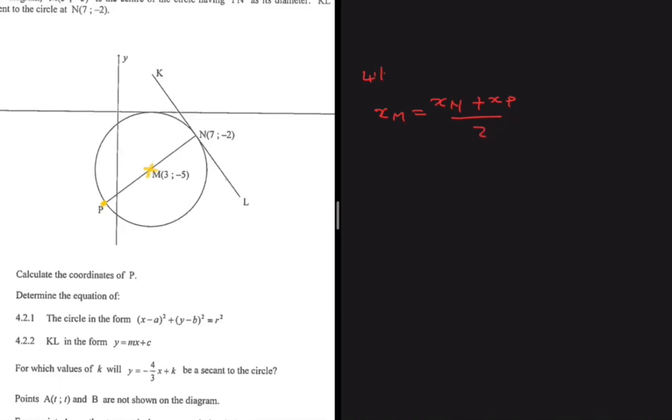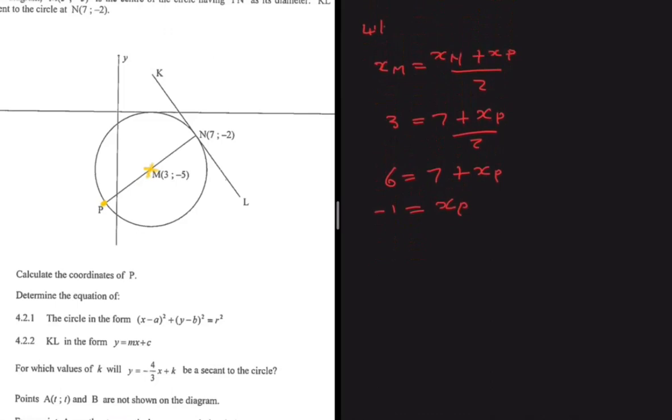If we substitute the corresponding values now, we're going to get 3 being equal to x of N, which is 7, plus x of P divided by 2. So if we cross multiply here, we're going to get 6 being equal to 7 plus x of P. So minus 1 is equal to x of P, right? We can see that. Now let's find y of P, right?